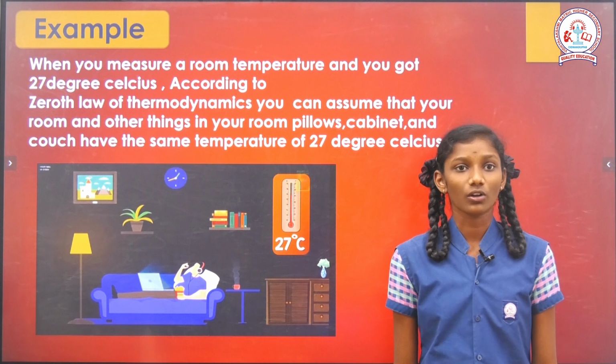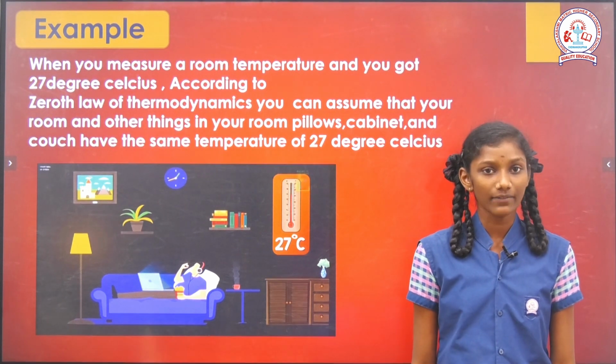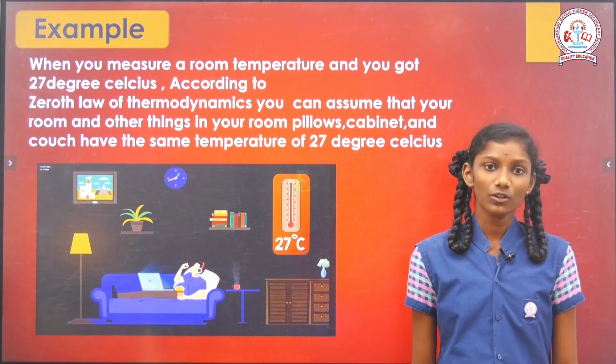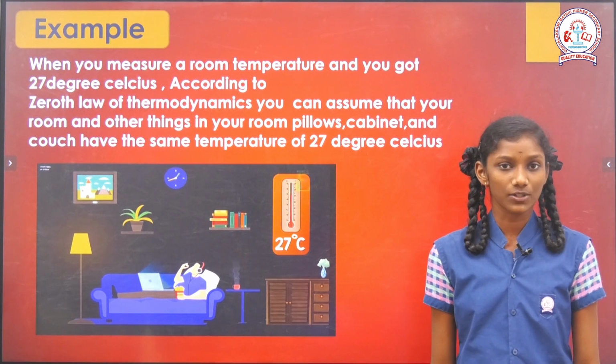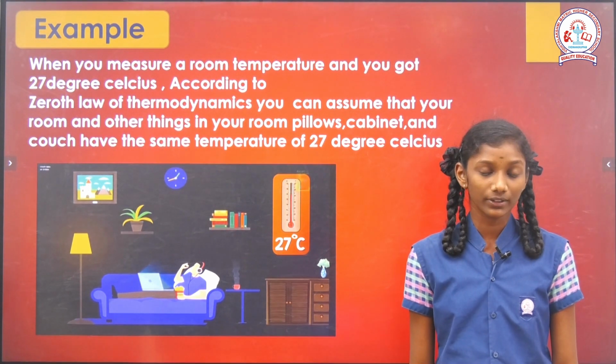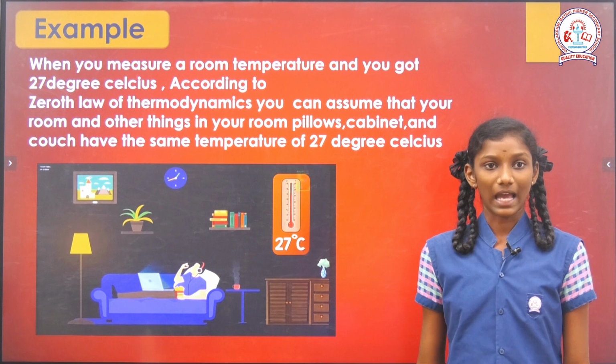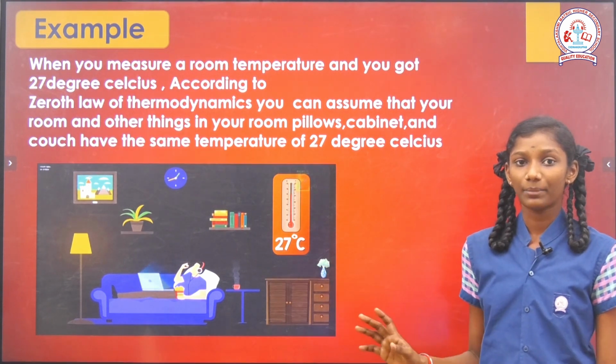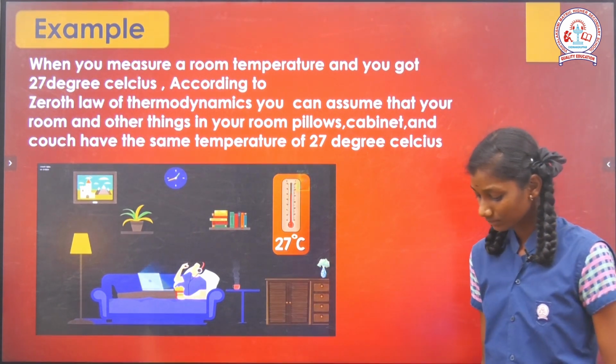Let us see an example for zeroth law of thermodynamics. When you measure your room temperature and you got 27 degrees Celsius, according to zeroth law of thermodynamics, you can assume that your room and your things in your room, pillows, cabinet and couch have the same temperature of 27 degrees Celsius.